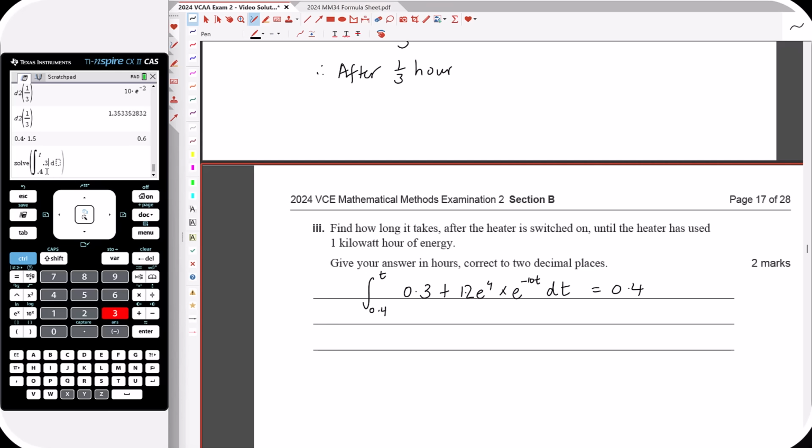So 0.3 plus 1.2 e to the 4 times e to the negative 10t. Now we could simplify that expression, but we don't need to, there's no reason to. And that's equal to 0.4, and we want to solve that for t. Okay, and we get t is approximately, and we want the answer in hours, correct to 2 decimal places, 1.33 hours. 2 marks, so an integral and an answer.